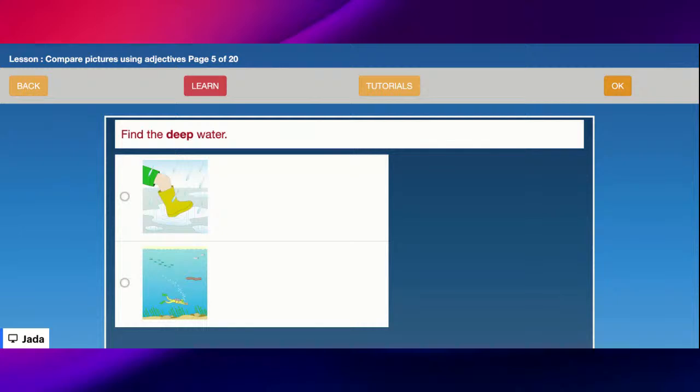Find the deep water. Which one is the deep water? Find the deep water. Which is the deep water?